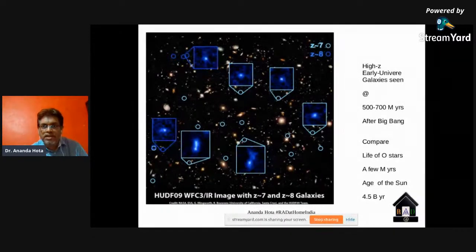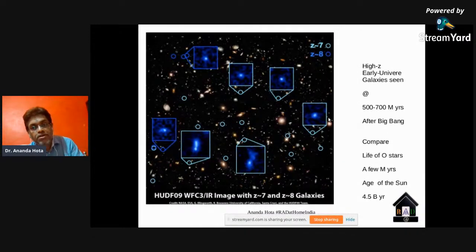In this Hubble deep field, if you see far away galaxies, how will they look? They are at redshift 7, at redshift 8. That means light has taken several billions of years, 13 billion years almost. So the few small galaxies that you are seeing in blue light here, they formed 500 to 700 million years after the Big Bang. The first billion years after the Big Bang, the first billion years of our universe. Compare this to O and A type stars, with a survival time of a few million years.